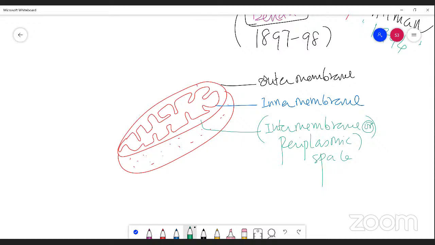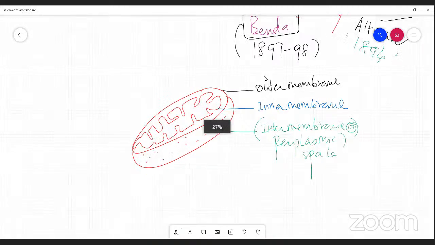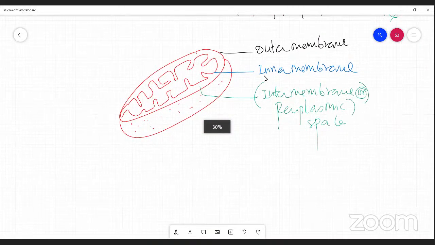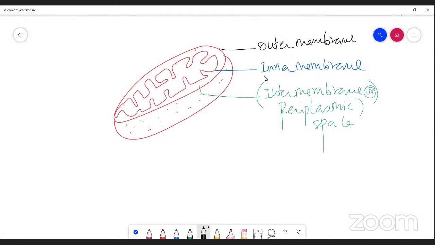Understand? So this inner membrane is an enfolding-like or invaginated structure. This enfolding-like structure of mitochondria is called cristae. Cristae are finger-like projections that arise from the inner membrane of mitochondria. I repeat once again: the inner membrane of mitochondria gives rise to an infolding-like structure.